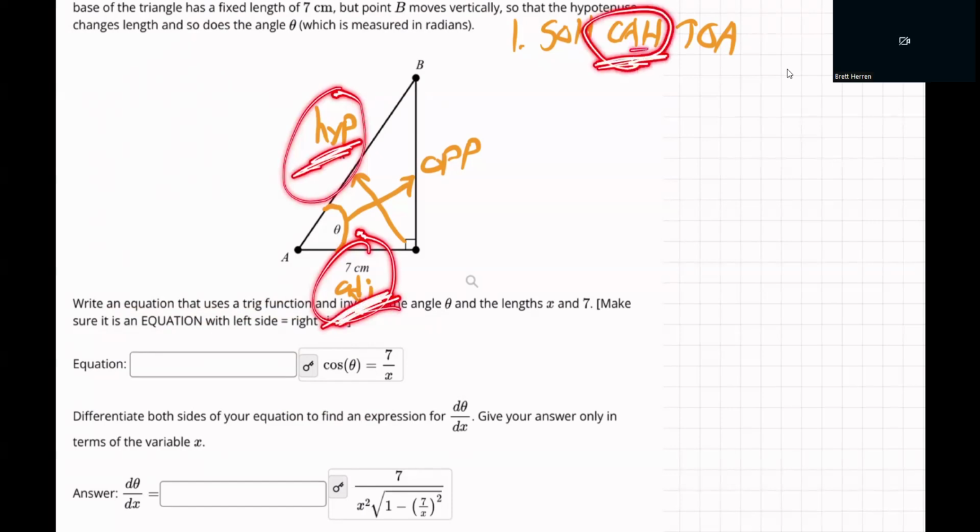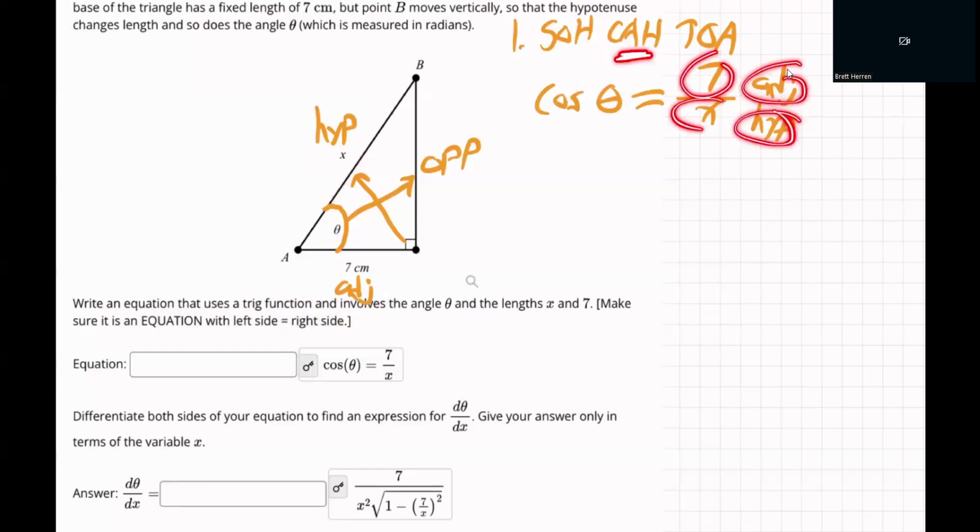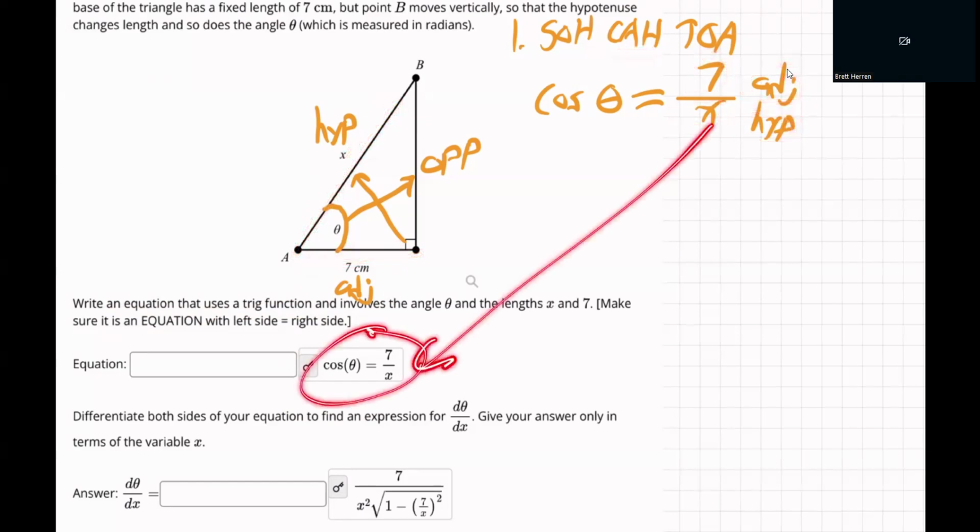Which trig function involves hypotenuse and adjacent? Cosine. Hypotenuse and adjacent. So I go, oh, yeah, yeah. So that means the cosine of that angle theta is adjacent, which is 7, over the hypotenuse, which is x. It's adjacent over hypotenuse, which is what cosine says. Adjacent over hypotenuse, 7 over x. Adjacent is 7, hypotenuse is x. There we go. So that's how we got that right there.